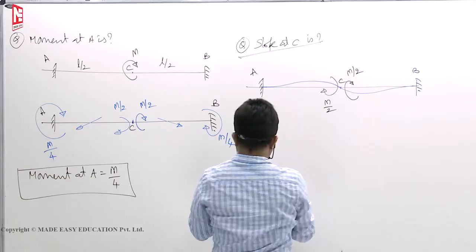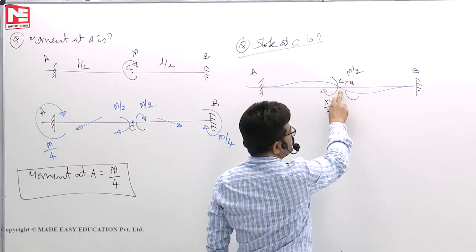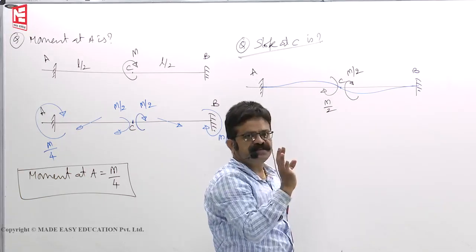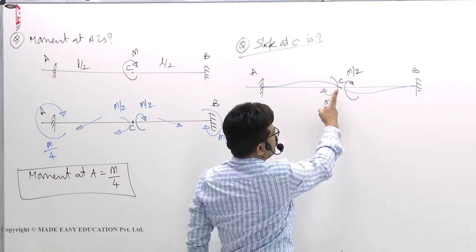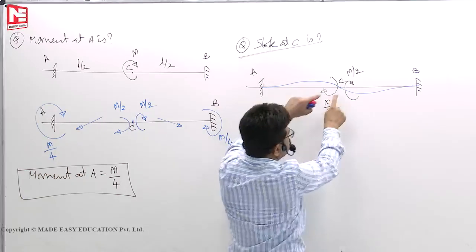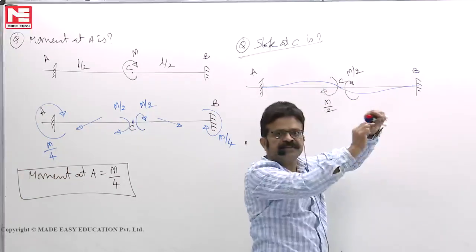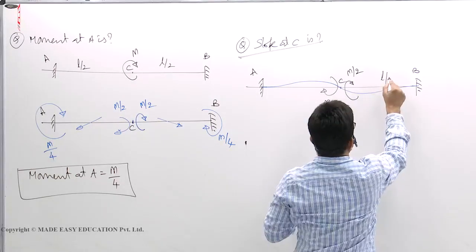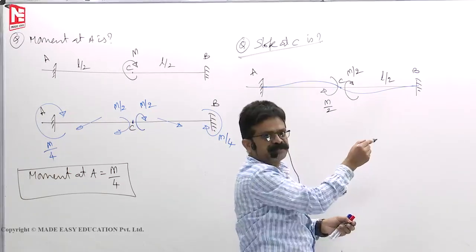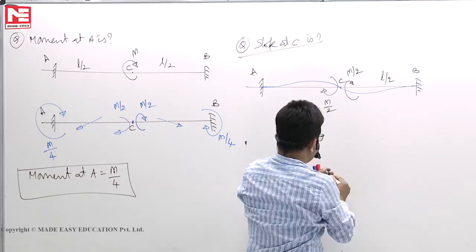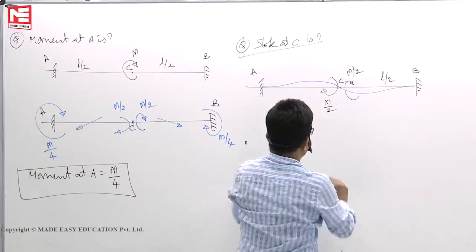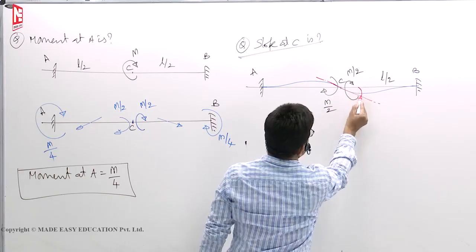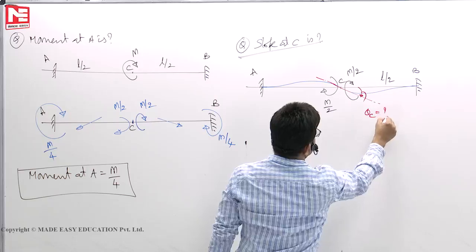So now slope at C. This is the deflection profile. At C, deflection is 0. Now cut here, throw this piece out. This piece alone is looking like a propped cantilever whose length is L by 2, subjected to a moment M by 2. For this profile, we know how to manage: ML by 4EI. This is theta C he is asking.